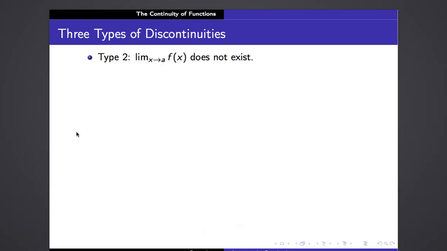Okay, so next, the second type is this: the limit of f of x when x approaches a does not exist. Obviously, in this case, f of x is not continuous at x equals a.